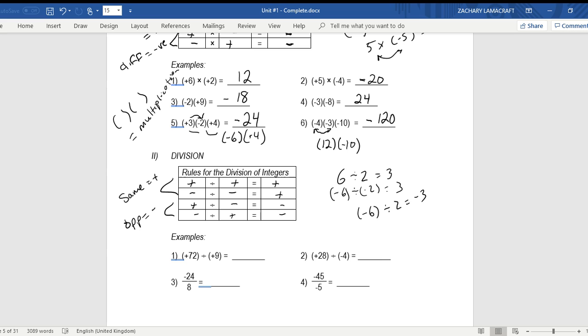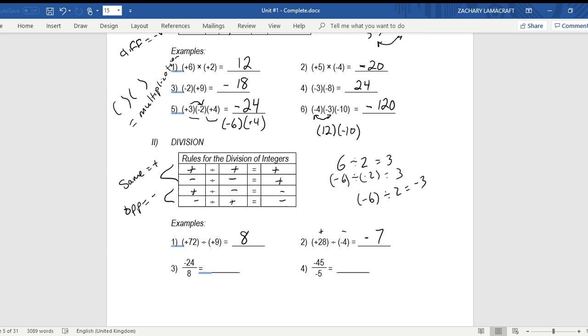So we have positive 72 divided by positive 9. So in this case, we would have two positive numbers. We know it's going to be positive, and it is 8. All right. Our next one is 28 divided by negative 4. So we have a positive and a negative. Therefore, we know it's going to be a negative. And 28 divided by 4 is 7.